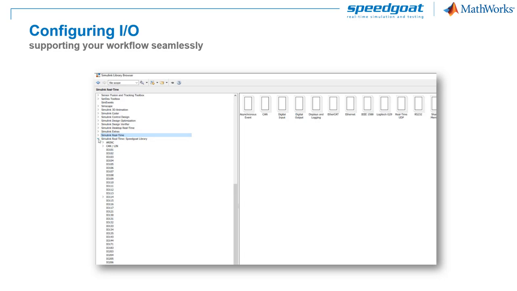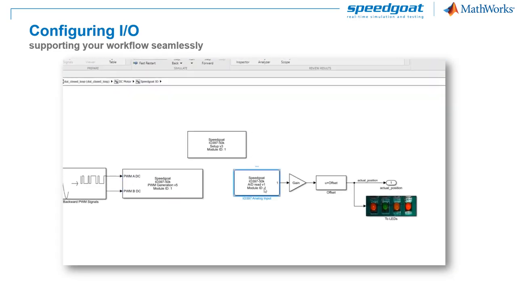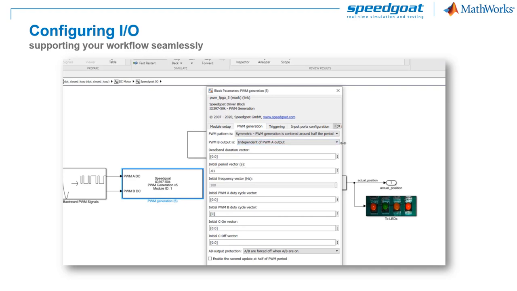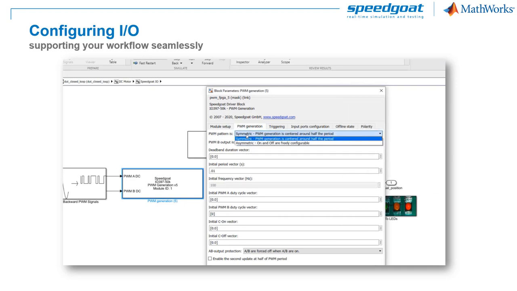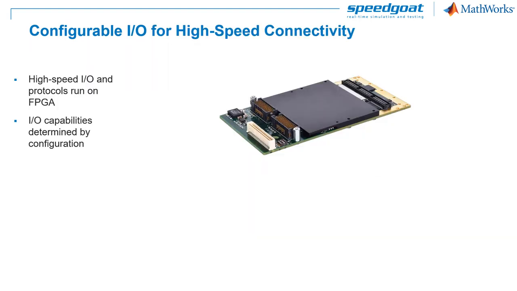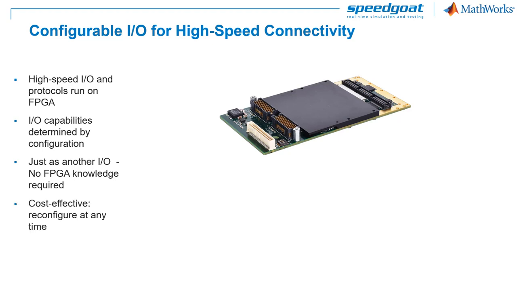I/O configuration is simple. I/O and hardware of any kind is represented by Simulink blocks. Placing them in your model and configuring I/O or protocols is done within Simulink. Simulink driver blocks represent I/O functionality, so it's basically the same as using a regular I/O module. You can check I/O functionalities and pin mappings directly from the driver block. And you can reconfigure I/O capabilities at any time. Thereby, you can adapt to new needs and optimize your investment. You can use the same hardware for different projects.